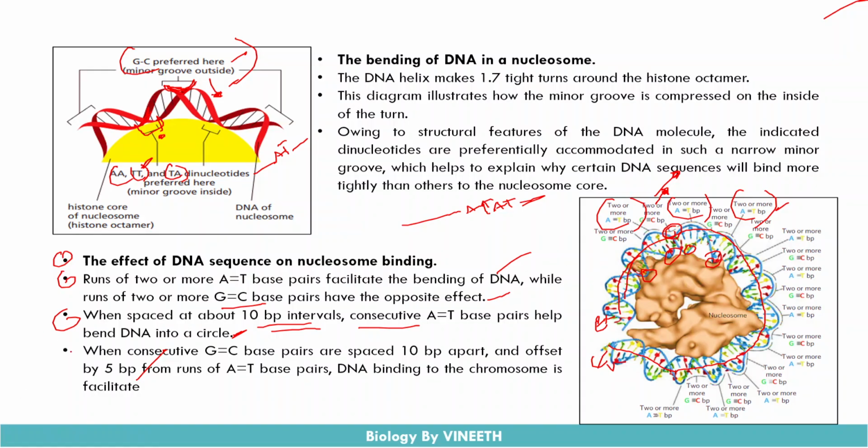And in the third point, when consecutive GC base pairs are spaced about 10 base pairs apart and offset by 5 base pairs from runs of AT base pairs, DNA binding to the chromosome is facilitated. This is about the nucleosome model. So GC base pairs do the opposite of what AT base pairs do in the formation of the nucleosome model. The GC base pairs are involved in attachment of a lot of DNA binding proteins, while AT base pairs are involved in the formation of the nucleosome core particle, or the nucleosome model.